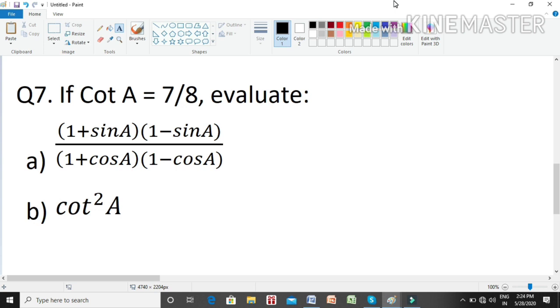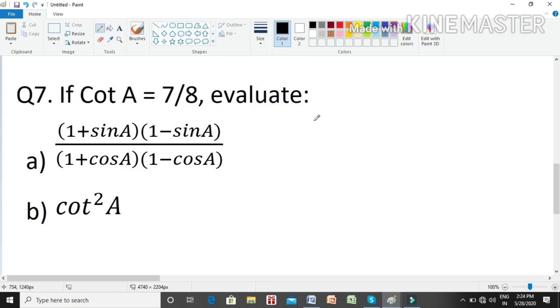It says if cos A equals 7 upon 8, now you have to evaluate these two values. The first one is (1 plus sin A) into (1 minus sin A) divided by (1 plus cos A) into (1 minus cos A). In order to evaluate that, we first have to simplify this expression in such a manner that we can get the value of cot A directly. Now how to do that? Let us first solve this.